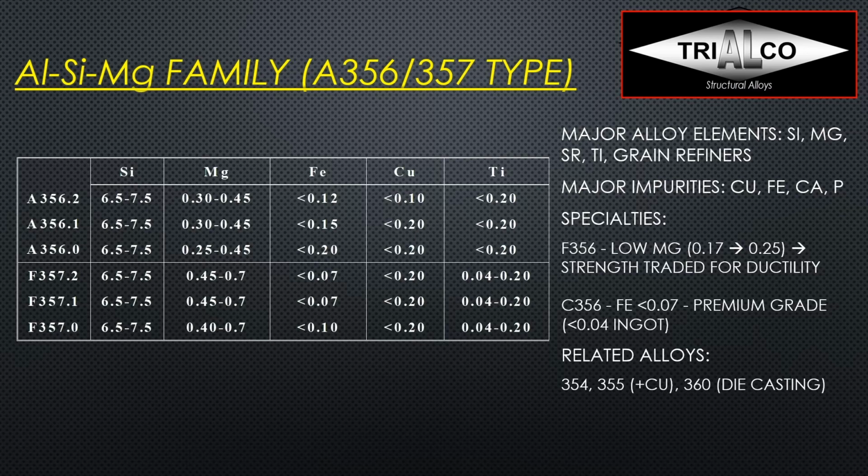F356 is actually a very low magnesium version of the 356 family, for basically high ductility that's traded in for strength. Another oddity is the C356, and that is a premium low iron 356 variant, and the ingots are usually required to have below 0.04 iron. Related alloys here would be the 354 and 355. They add a little bit of copper, or the 360, which is a die casting variant.